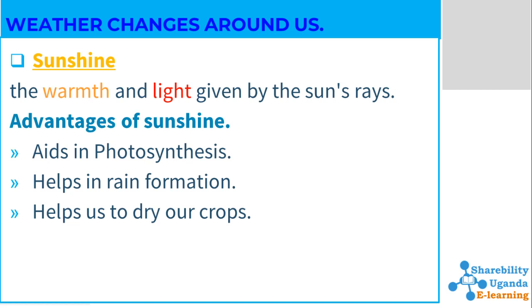When the sun hits water bodies, it causes water to evaporate in form of water vapor, which forms rain after condensing. It helps us to dry our crops, like our maize after it has matured, and we want it to dry and keep some as seeds for the next planting. The sun helps us to dry our seeds.